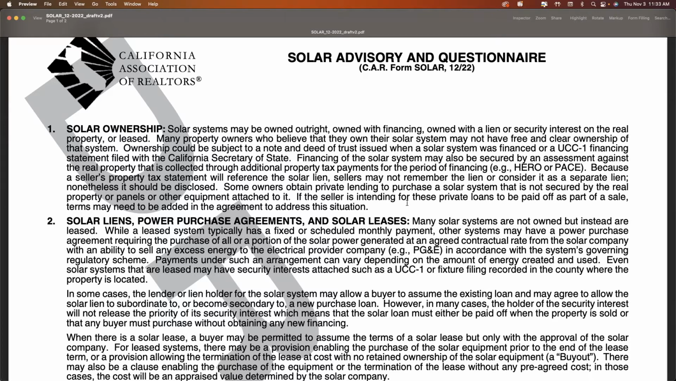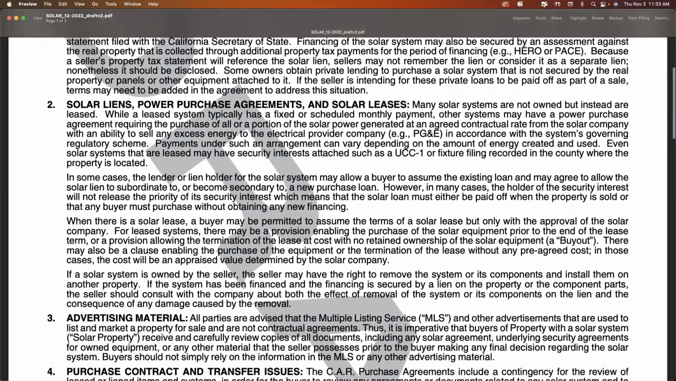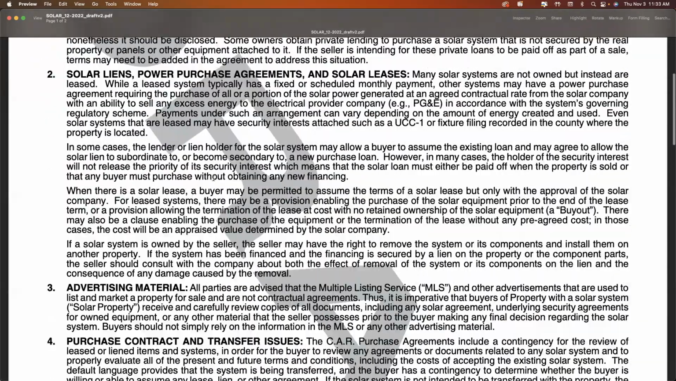Some owners obtain private lending to purchase a solar system that is not secured by real property or panels or other equipment attached to it. If the seller is intending for these private loans to be paid off as part of the sale, terms may need to be added to the agreement to address this situation. It's going to have some details about the leases, right? How the liens and leases work.